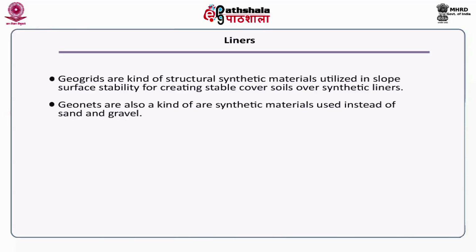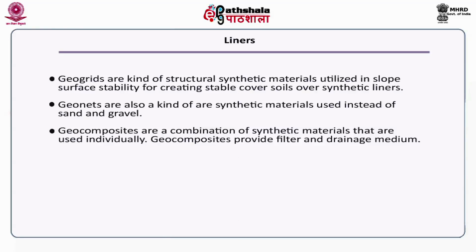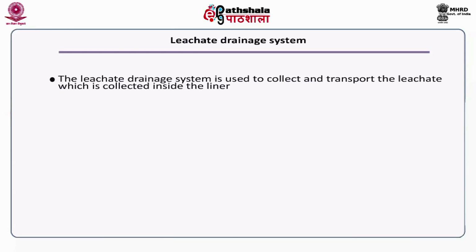It looks like a net-like material. Now, geocomposites are a combination of synthetic materials, or synthetic and natural materials. These geocomposites act like a filter and a drainage medium. Now, after liners, let us look into the leachate drainage system.